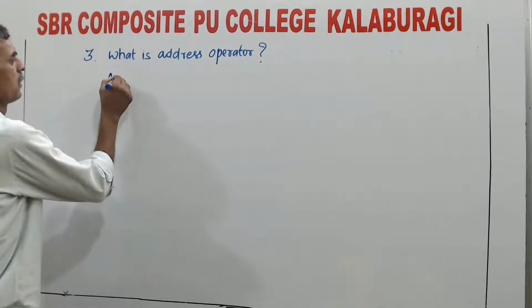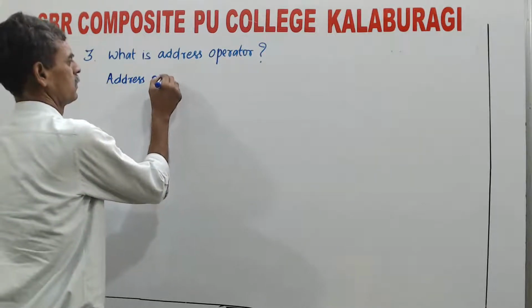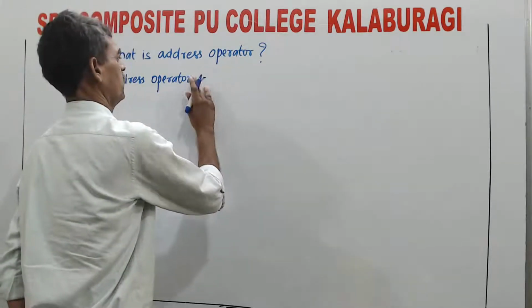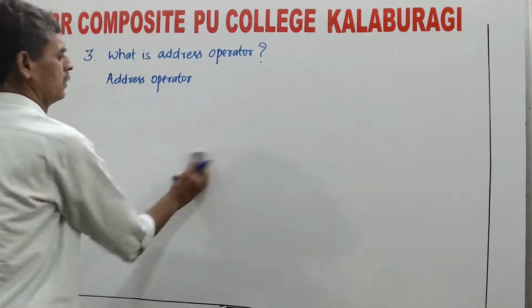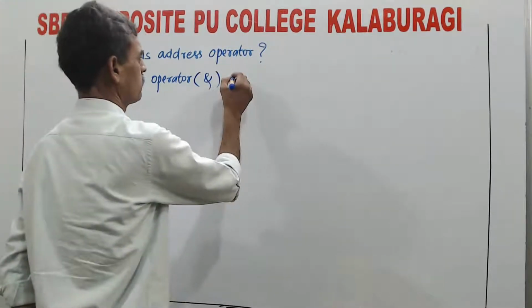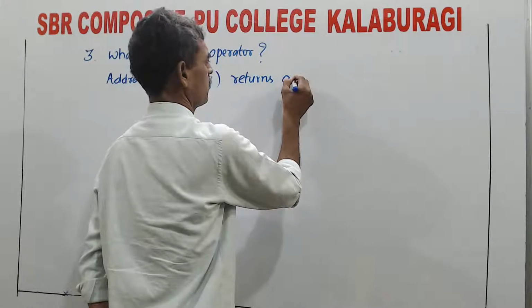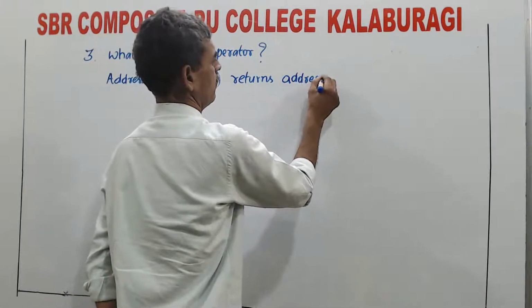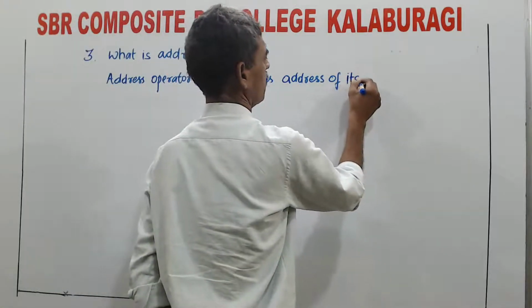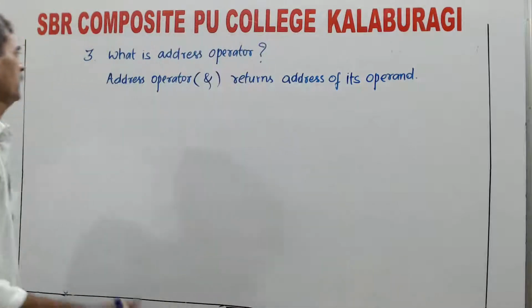Address operator returns the address of its operand. Address of its operand. Okay, right.